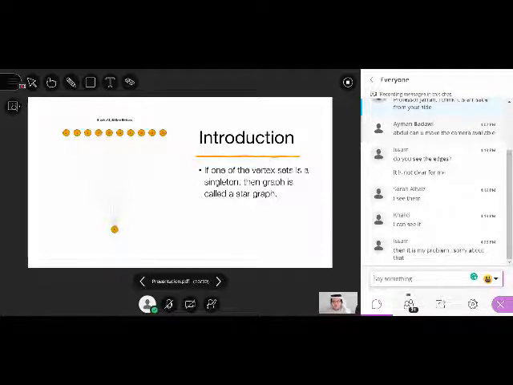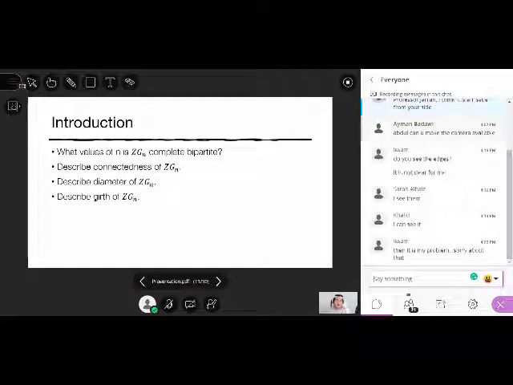We call a graph a star if either A or B is a singleton. That means the set only has one element. So here are the questions that I'll be trying to answer in this presentation, and I answered in the paper. For what values of n, so what numbers, is ZGN complete bipartite? I'll try to describe the connectedness of ZGN, describing the diameter of ZGN, and describing the girth. We'll get to the diameter and the girth later on once we get to that section.